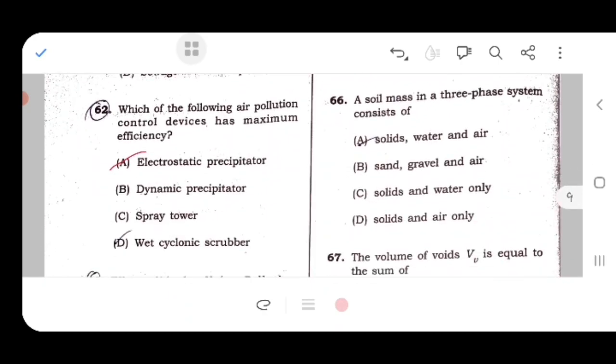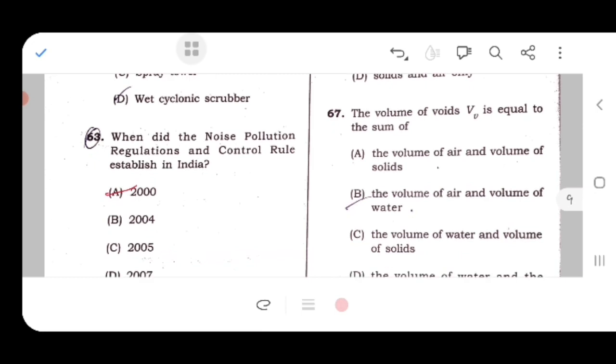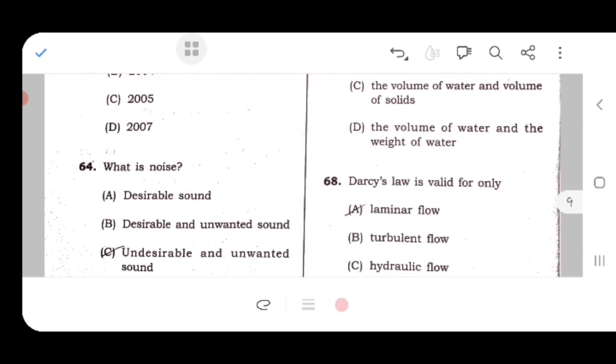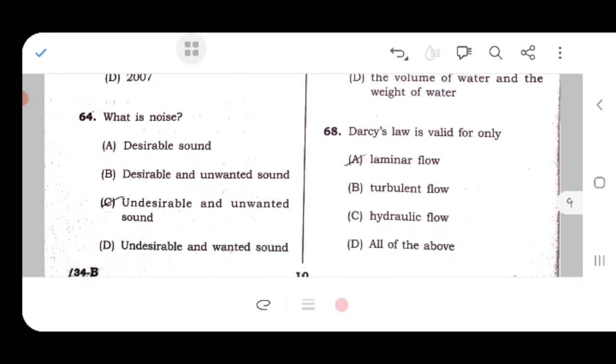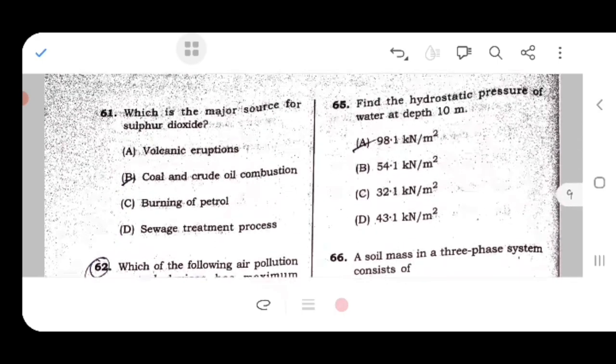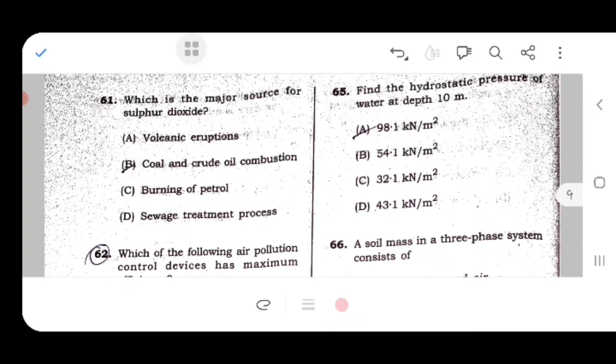Which of the following air pollution control devices has maximum efficiency? Electrostatic precipitator. When was the Noise Pollution Regulation and Control Rules established in India? In the year 2000. What is noise? Undesirable and unwanted sound. Find the hydrostatic pressure at the depth of 10 meter. That is 98.1 kN per meter square.